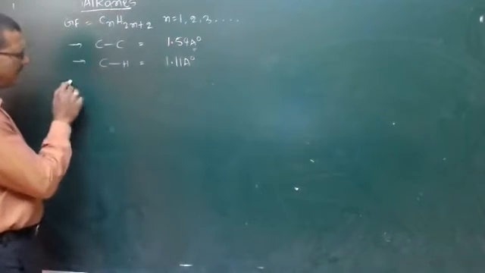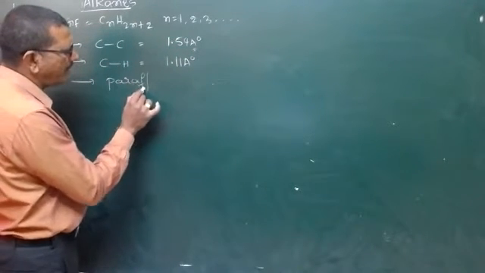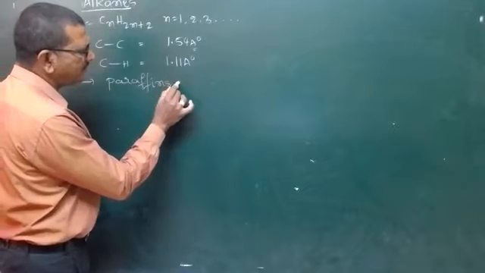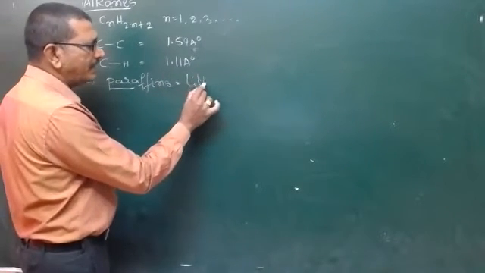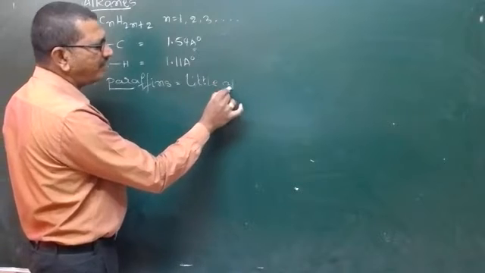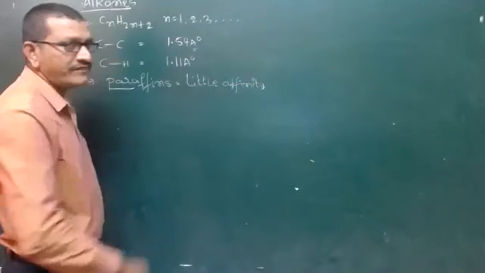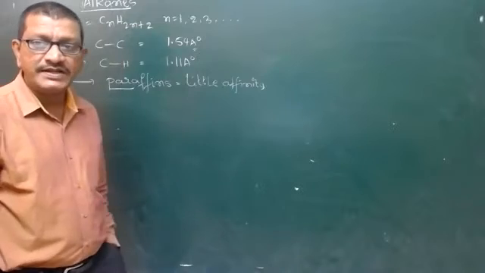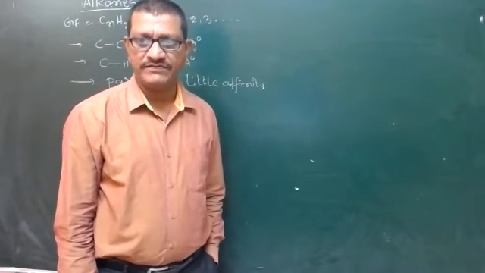The next one, alkanes are called paraffins. Para means little and fins means affinity. Less reactivity is shown by the alkanes. That's why they are called paraffins.